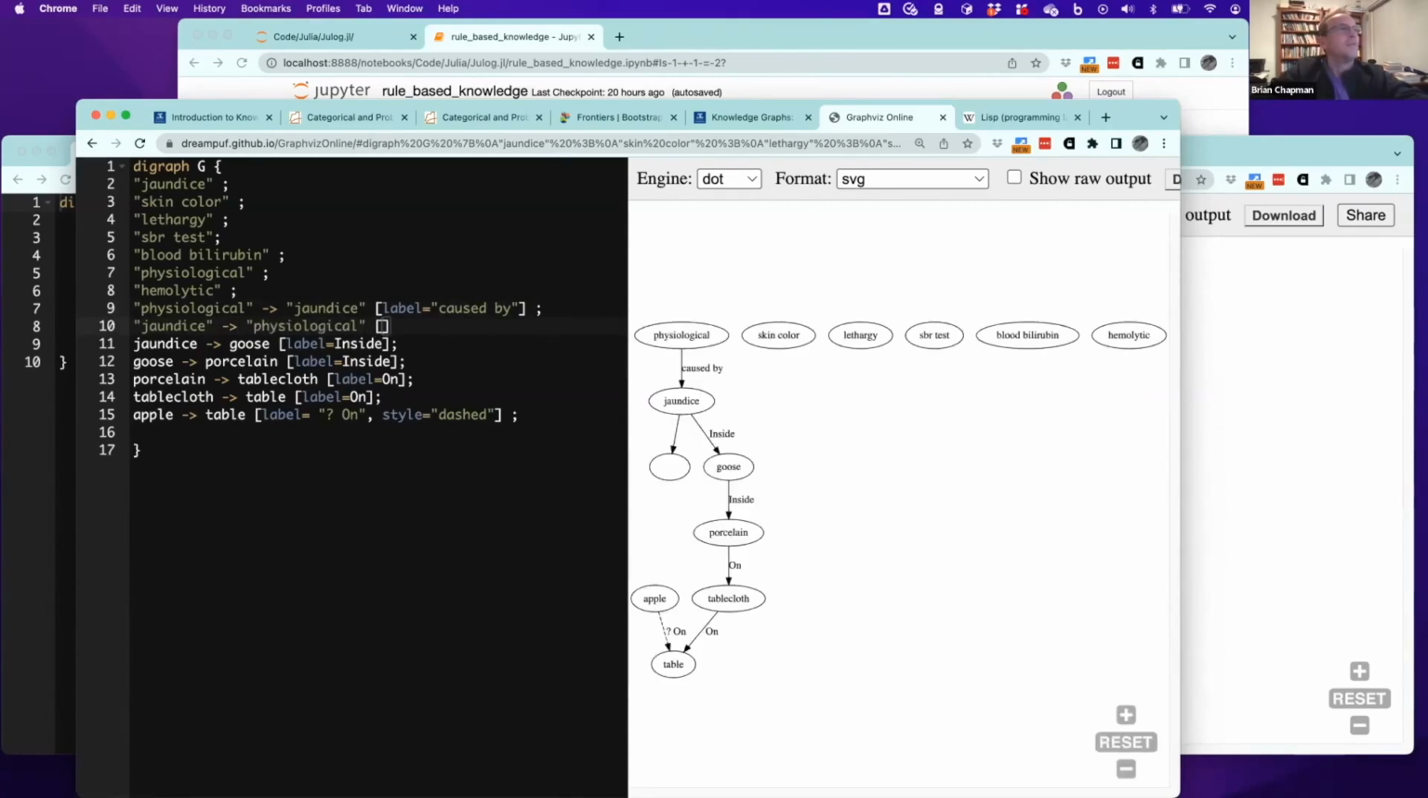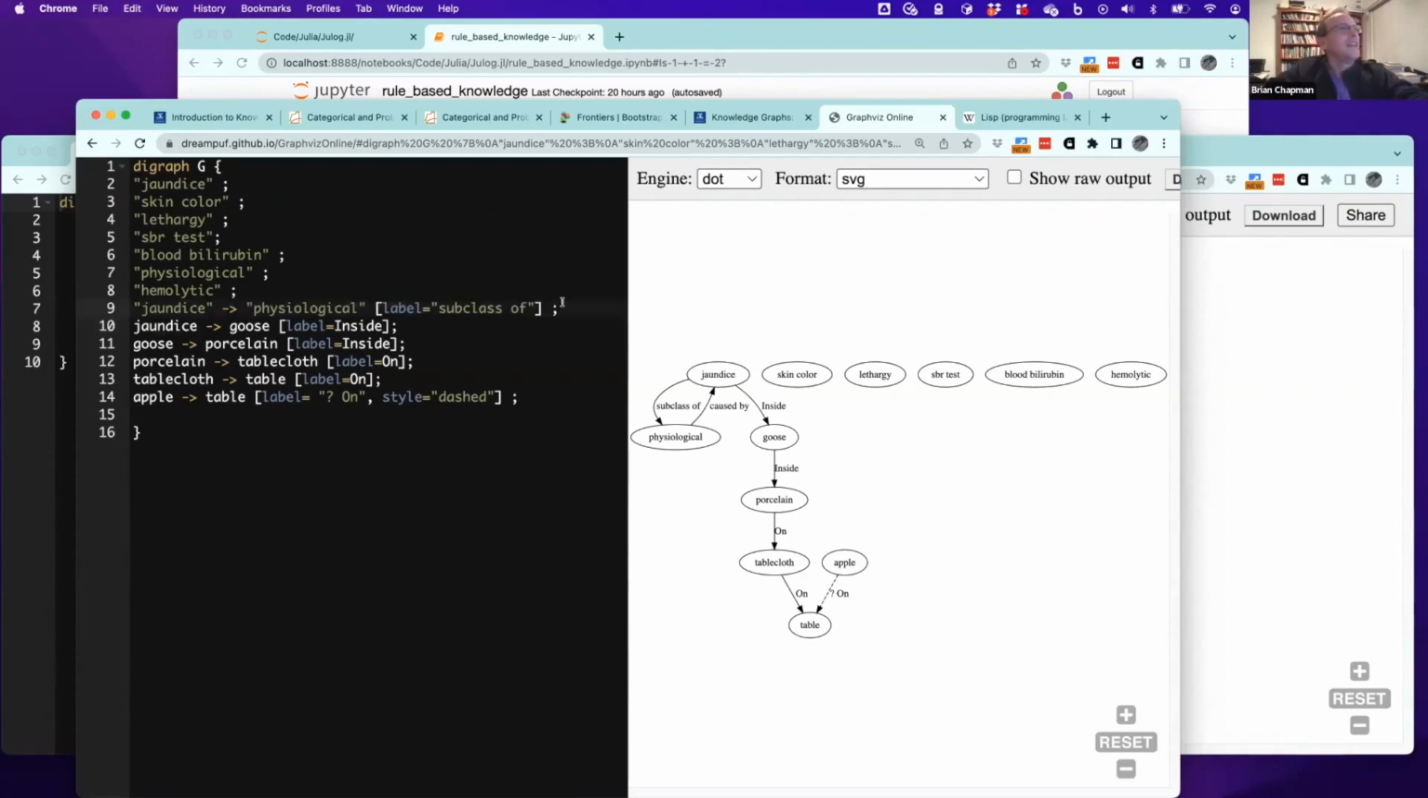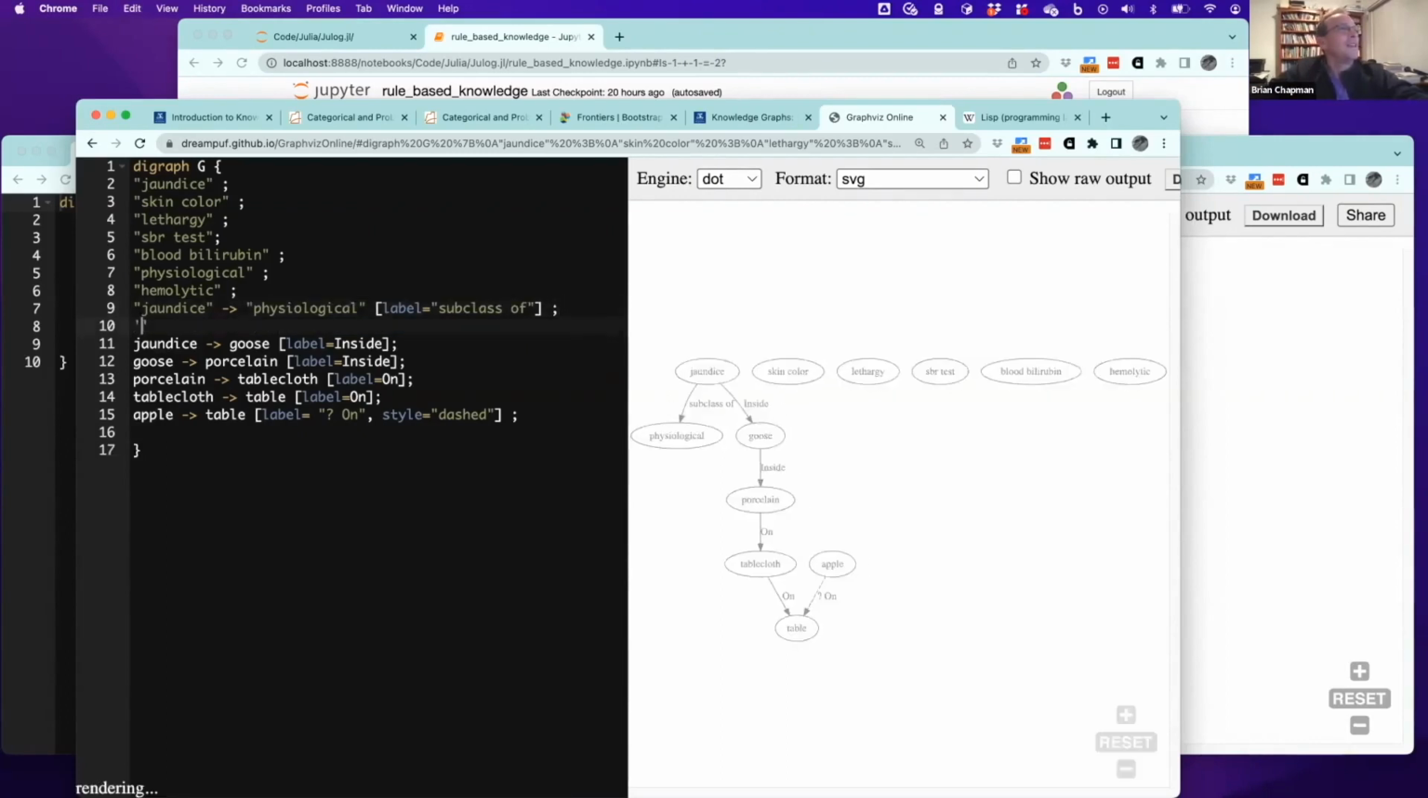Or we could call it a subclass of. What do you think makes the most sense? I'd probably have it as a subclass. Okay, so let me get rid of the caused by, and then we'd have the same thing for jaundice and hemolytic, with the label equals subclass of.